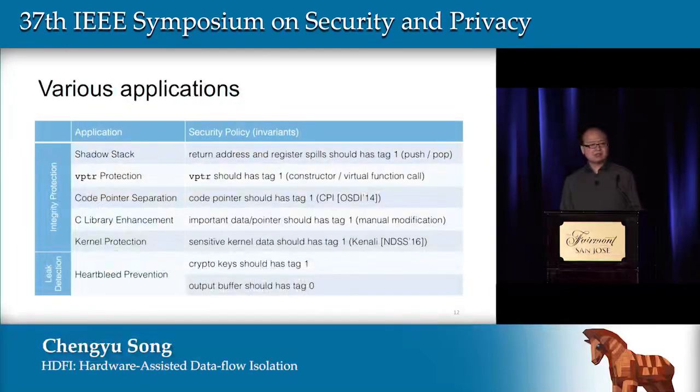Besides the return address protection, to demonstrate the flexibility of HDFI, we also implemented a variety of other security applications, including vtable protection and code pointer separation, which protect the control data, and standard C library enhancement and kernel protection, where we protect the integrity of non-control data. We also have one demonstration on how to utilize HDFI to prevent information leaks such as the Heartbleed attack.